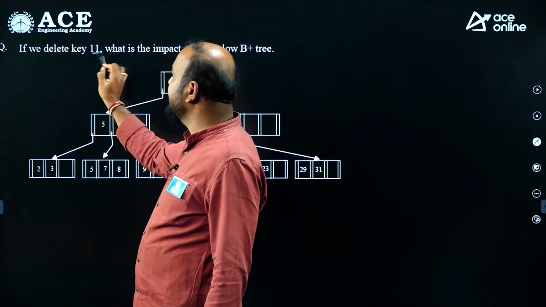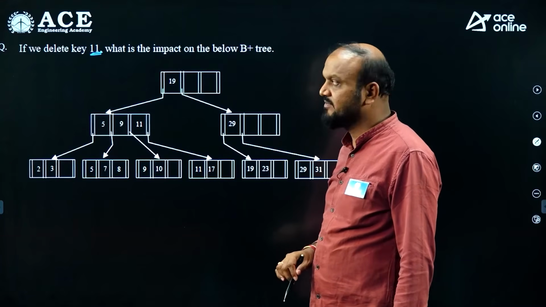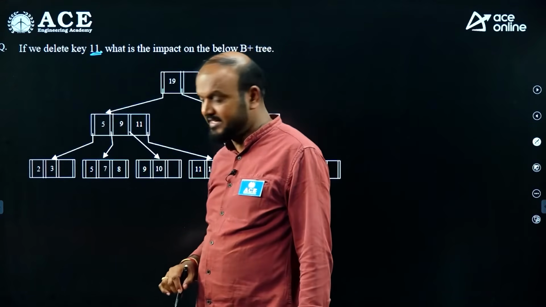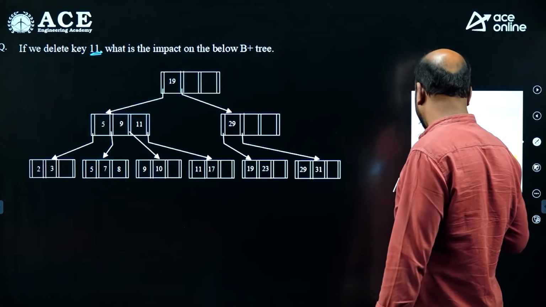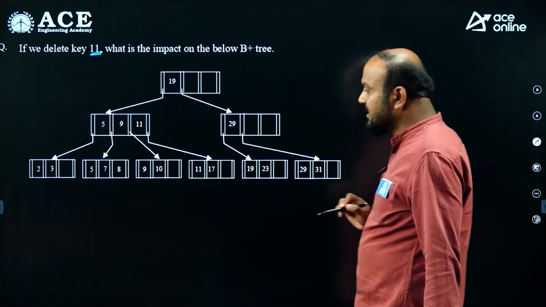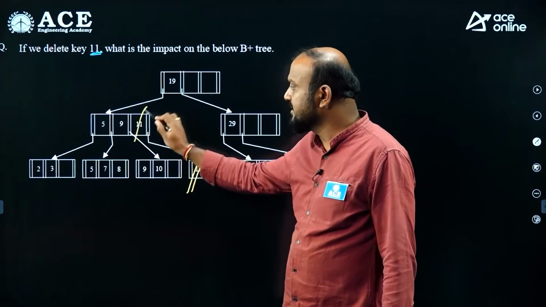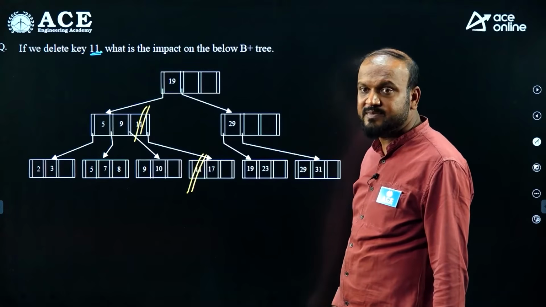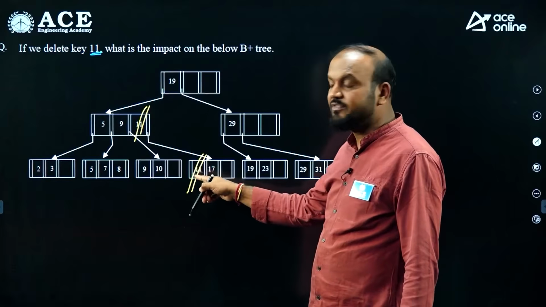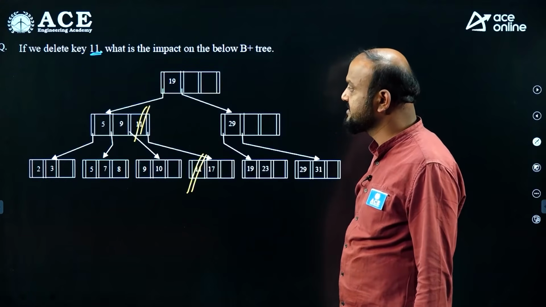If we delete key 11, what is the impact on the below B plus tree? If you have to delete key 11, just find where key 11 is. Key 11 here and also here. It is to be deleted from all the places where 11 is present. 11 is present in the leaf node, and 11 is present in the internal node. So delete from both the places.